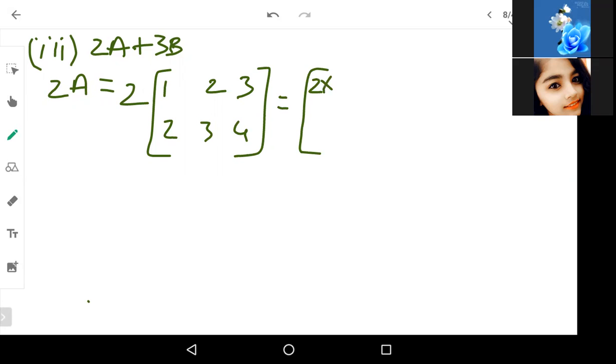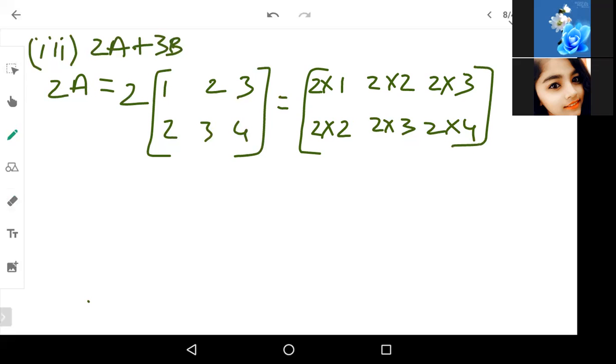2 into 1, 2 into 2, 2 into 3, 2 into 2, 2 into 3, 2 into 4. Okay, what we can do is keep the 2 to one side. So 2 into 3 and 2 into 4. I have just multiplied the whole matrix with 2. All the elements of the matrix are multiplied with 2.